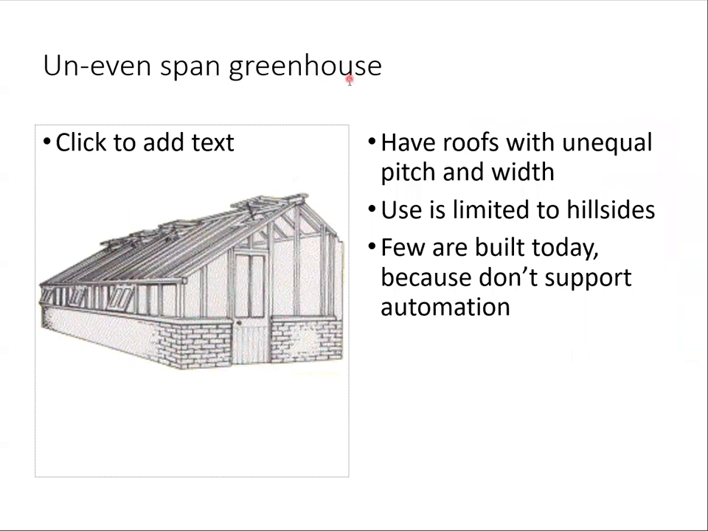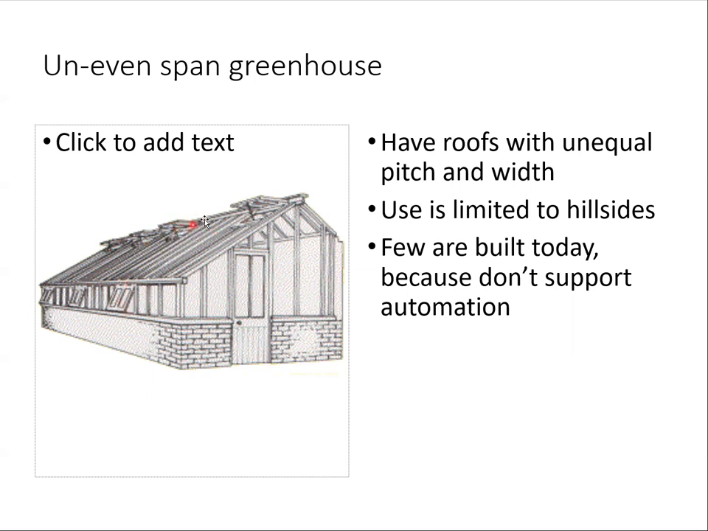Uneven span greenhouses have roofs with unequal pitch and width. Generally, it's limited to hillsides. It's rare that these are built today because it's really tough to get effective automation into it, because there are two different heights of wall, and it becomes more and more complicated to get automation and climate control into it. In this one, you can see, and we'll talk about this more later, that it just has simple ventilation.